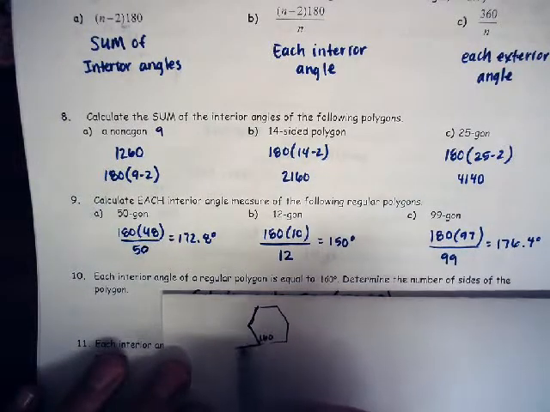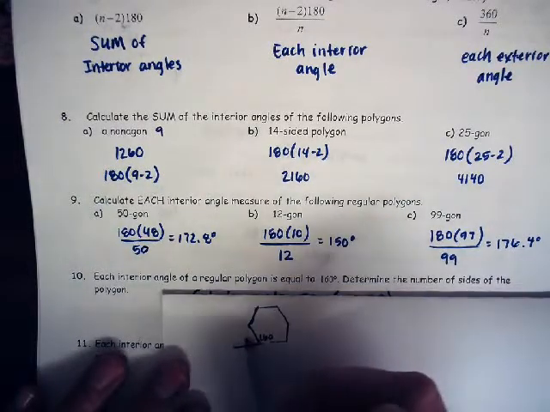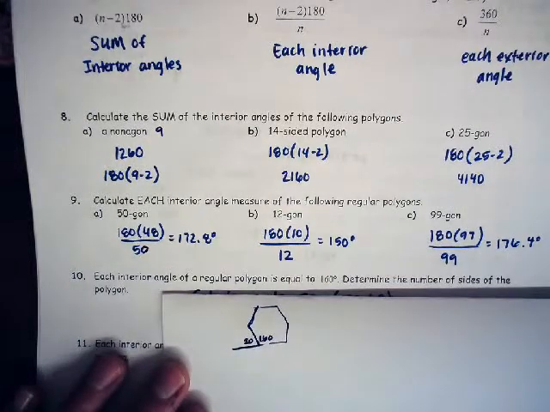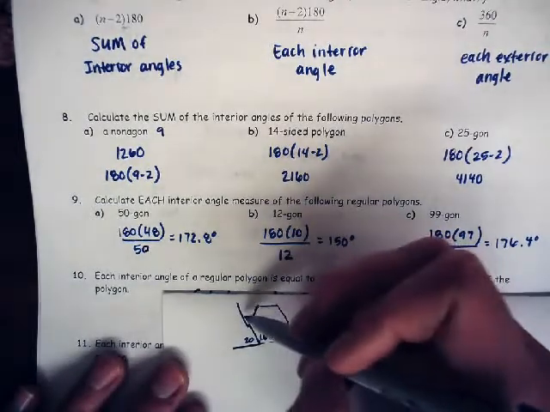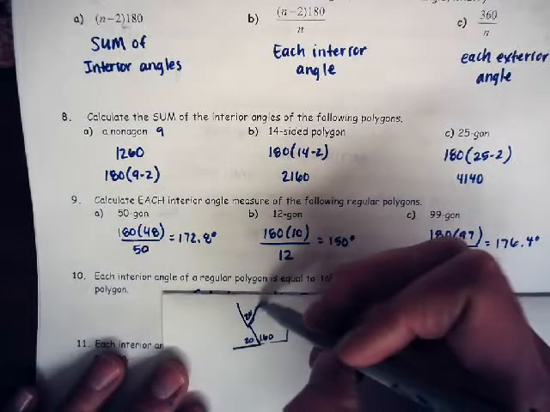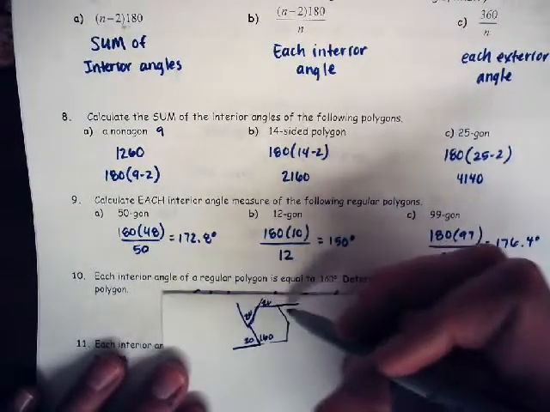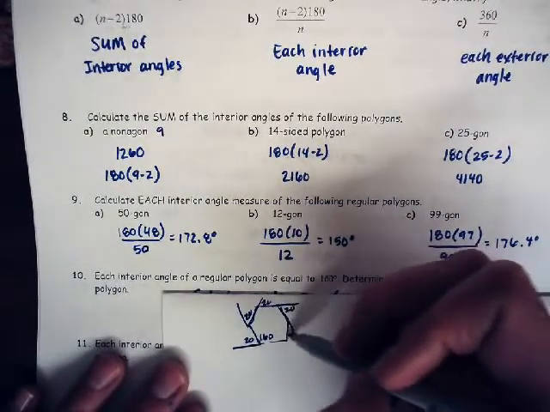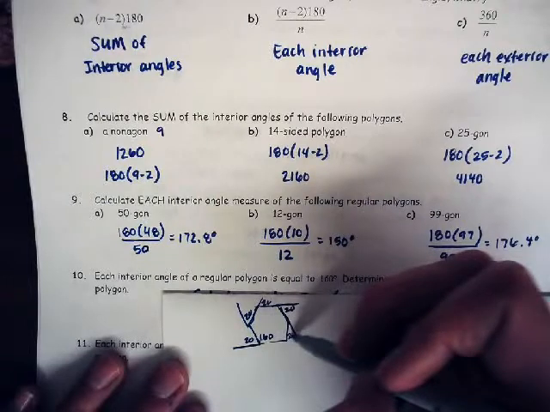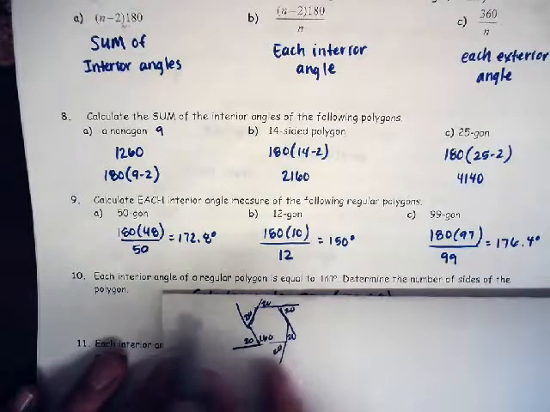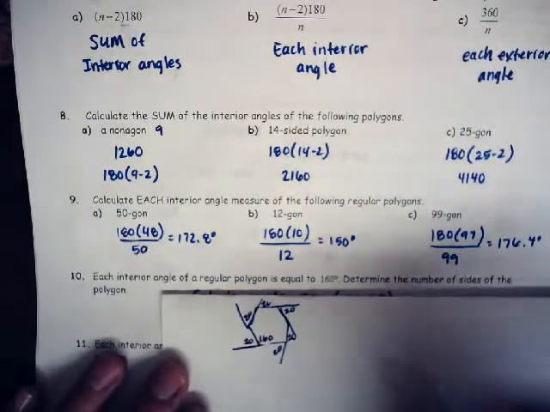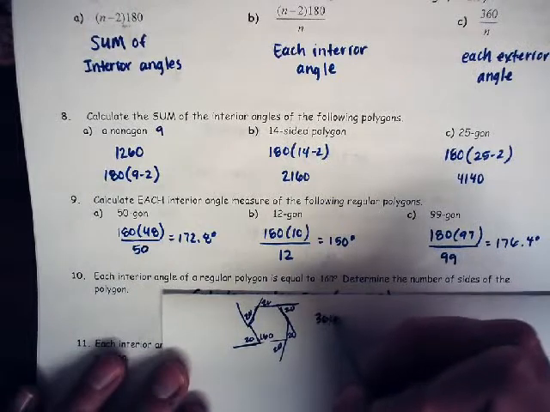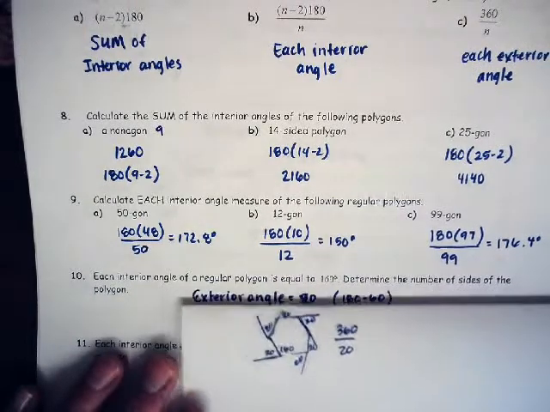I can find the linear pair, the exterior angle, which would be 20. And to find the number of sides, I can just take 360 divided by 20, because that's going to tell me how many sides there are. If all of these are 20 all the way around, we had to find out how many times 20 goes into 360. So I'm going to take 360 and divide by 20.